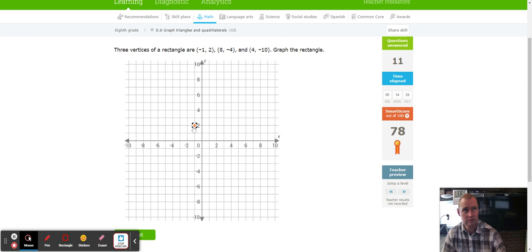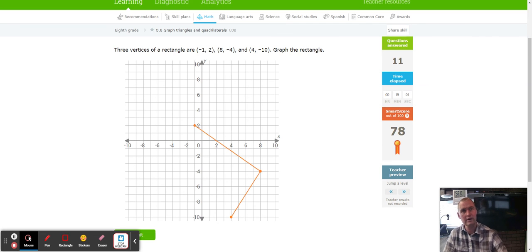Negative 1, up to 1, 2. Plus 8. 1, 2, 3, 4, 5, 6, 7, 8. Negative 4. Negative 4 means down. Negative 1, negative 2, negative 3, negative 4. And here we go. Plus 4. 1, 2, 3, 4. Down negative 10. Negative 10, negative 10, negative 10, right there. Now notice we are creating a rectangle, but this rectangle is a slanted rectangle is what I'm going to call it.